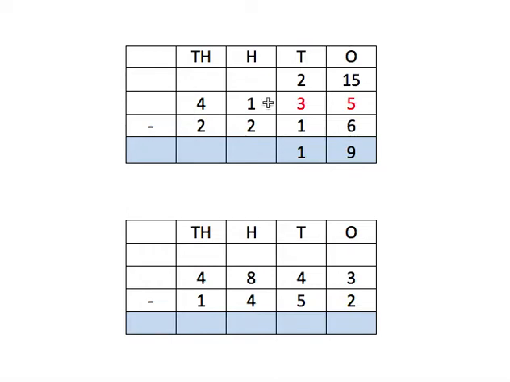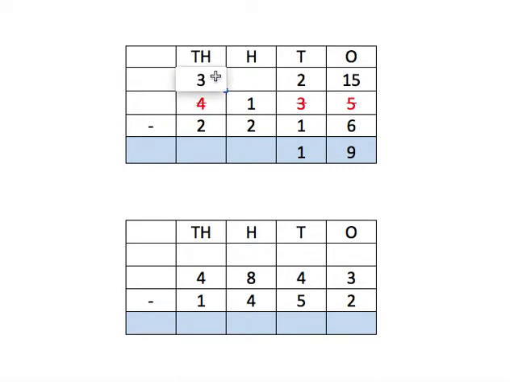Now here I have 1 minus 2. Again, 1 is a small number and 2 is a big number. I cannot subtract 2 from 1, so I will again borrow. I'm going to borrow 1 from 4. So 4 will become, what will 4 become? If I take 1 from 4, what will 4 become?